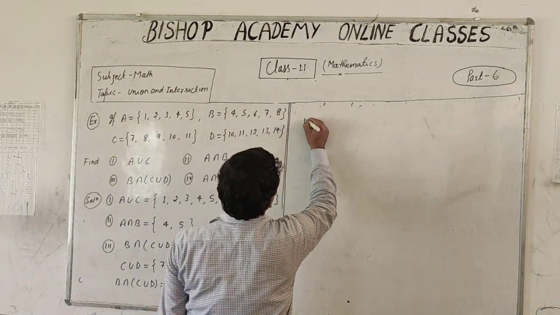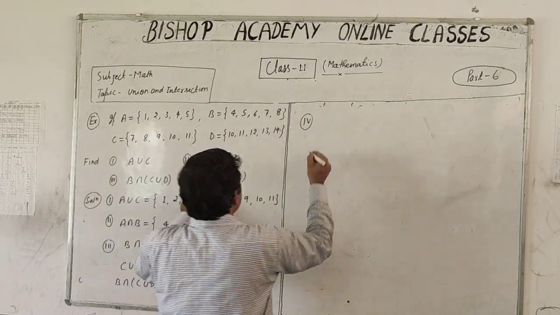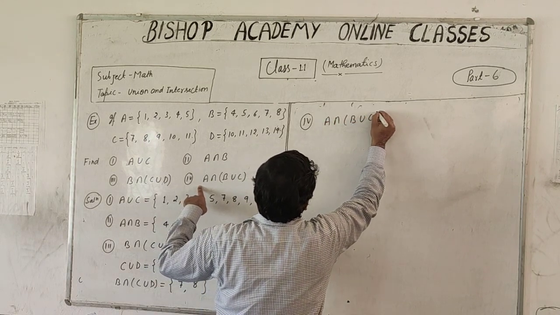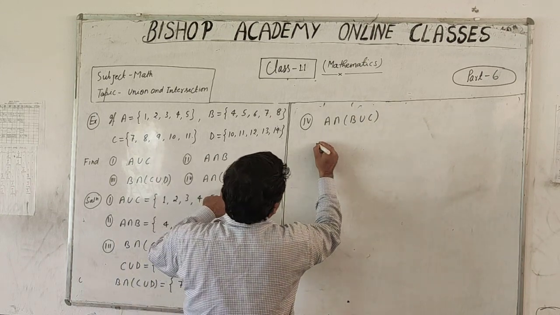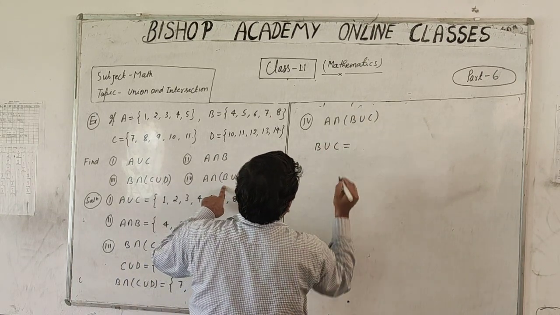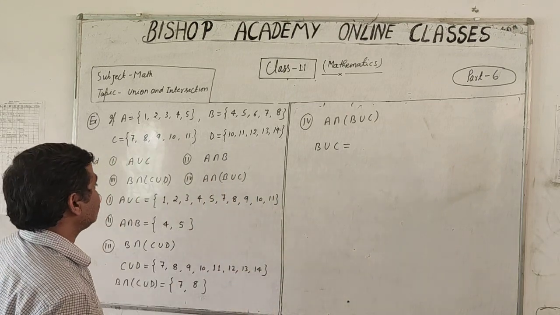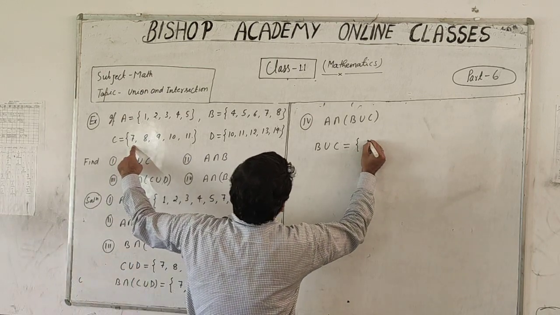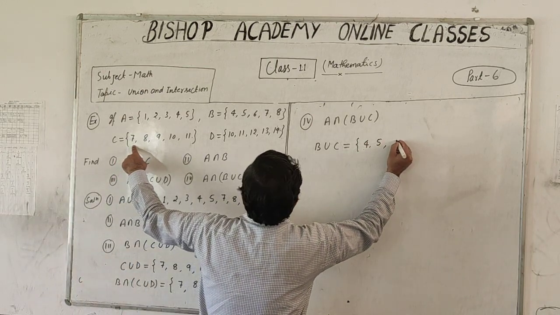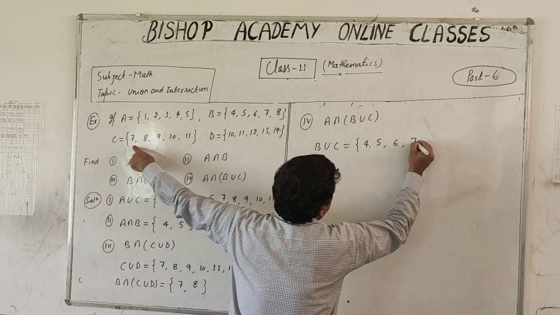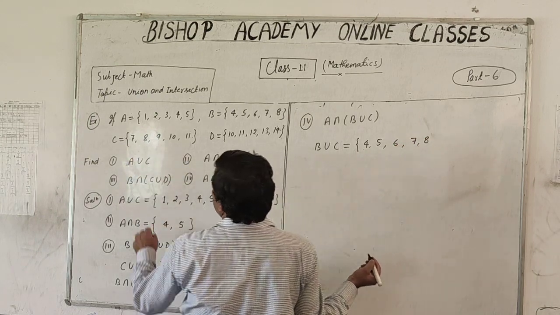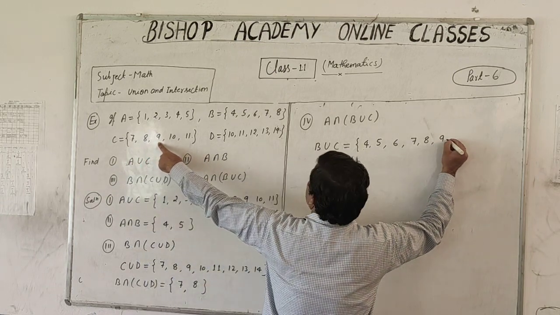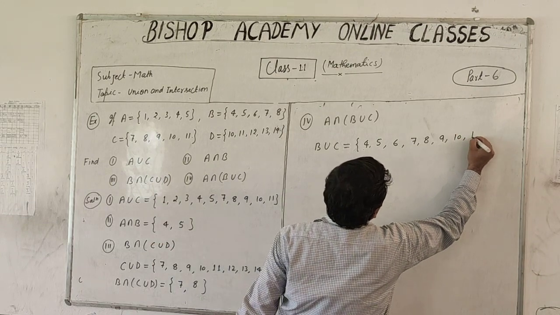And last, A intersection B union C. First, B union C. All elements of B and C: 4, 5, 6, 7, 8, 7, 8 already written, 9, 10, 11.